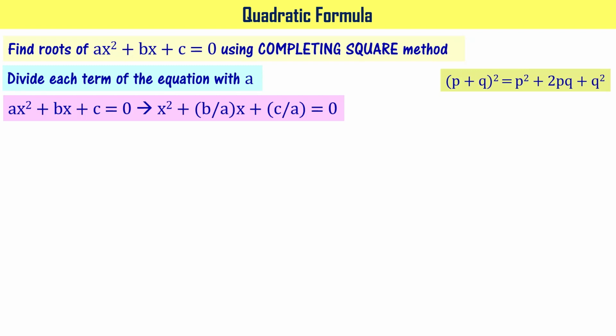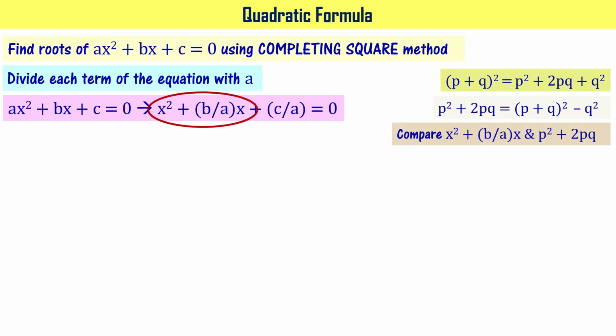You may recall the formula (p plus q) whole square can be written as p square plus 2pq plus q square. Earlier we were using (a plus b) whole square. But here, even in the coefficients of the given equation, we have a, b, c. That's why I chose to use p and q as the variables here. (p plus q) whole square is p square plus 2pq plus q square, right? Rearrange it such that you can write it as p square plus 2pq equal to (p plus q) whole square minus q square. Now let's compare x square plus b by a times x with p square plus 2pq.